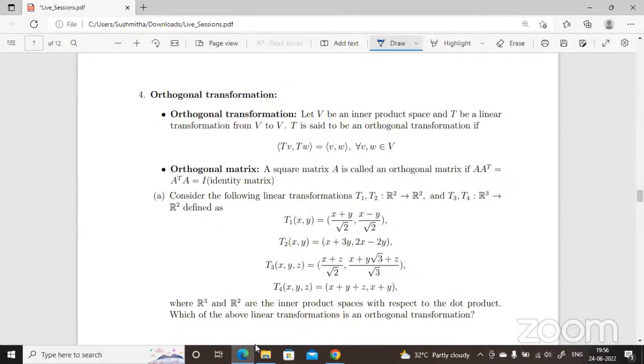Okay, so what is an orthogonal transformation? What we have now seen is orthogonal vectors. An orthogonal transformation is nothing but a transformation which preserves inner product. V is an inner product space, and T is a transformation from V to V. To define an orthogonal transformation, we always consider a linear transformation on the vector space, that is V to V. Then it is said to be orthogonal if it satisfies this condition: the inner product of TV with TW should be equal to the inner product of V with W.